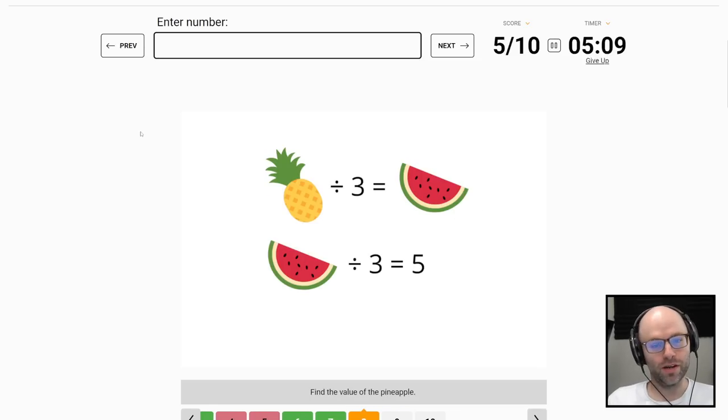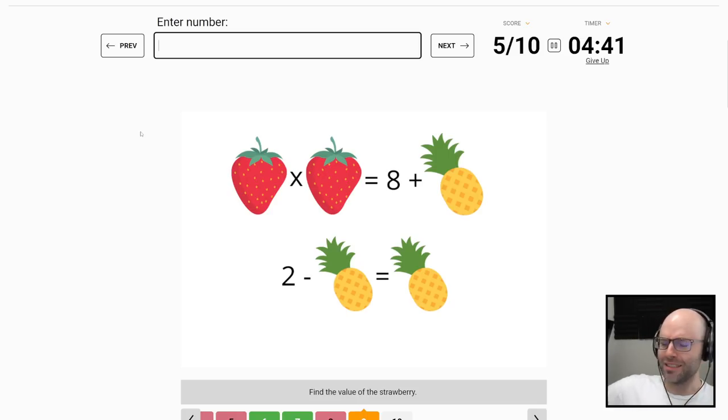Pineapple divided by 3 equals watermelon. Watermelon divided by 3 equals 5. What's the value of the pineapple? Okay, it's very simple. I need a piece of paper. So 3 watermelons equals 5, which means that a pineapple equals 3 watermelons, and 3 watermelons equals 5. The pineapple's 5. Oh, son of a bitch. Look, it's been 17 years since I've done this. It's 45. I was close then.